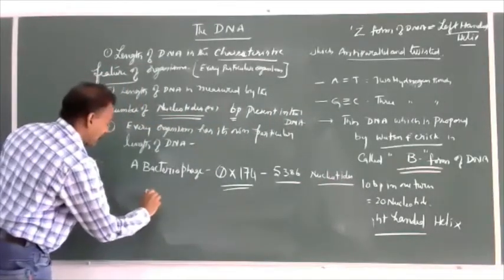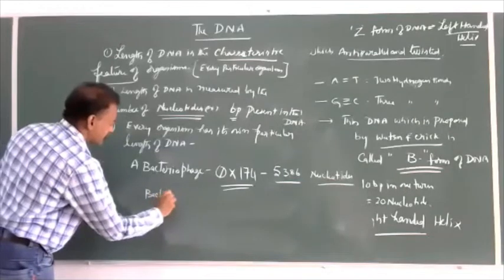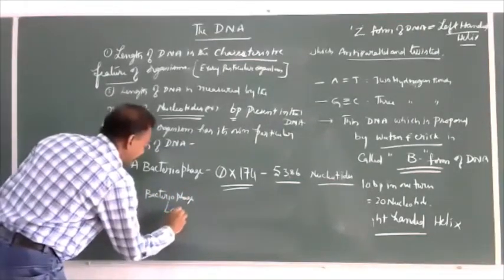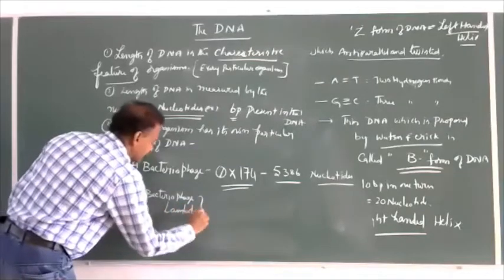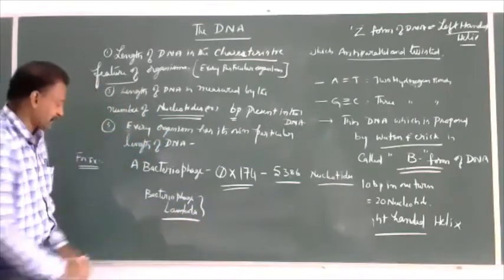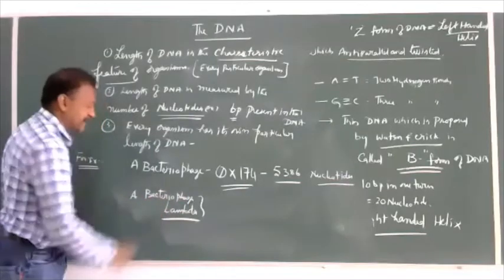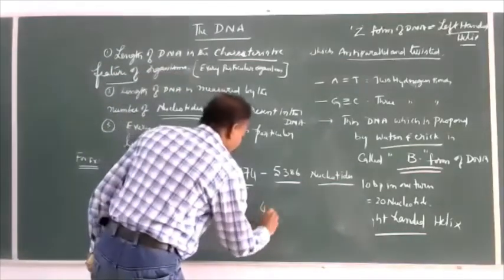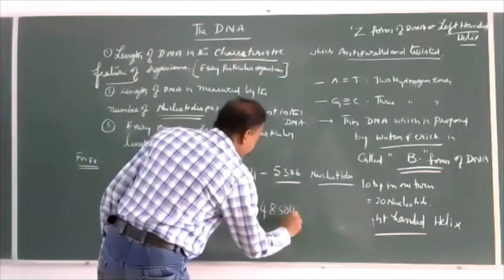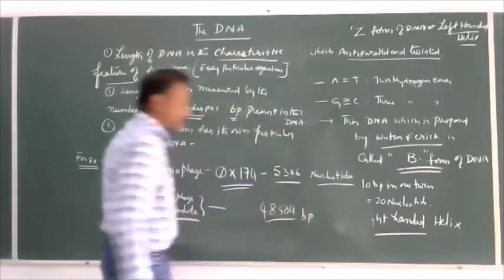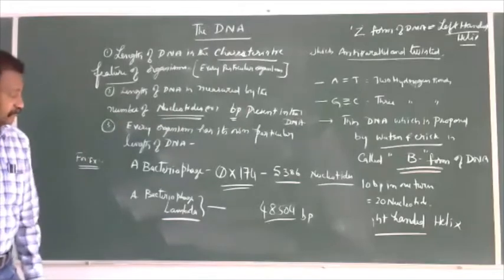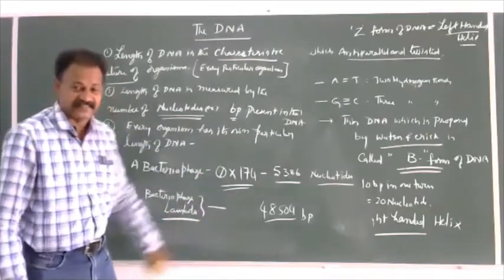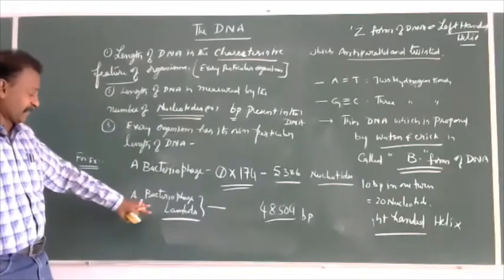A bacteriophage, which is called lambda bacteriophage. A bacteriophage lambda has 48,504 base pairs. Check this, whether my number is correct or not. Check this in the NCERT text.